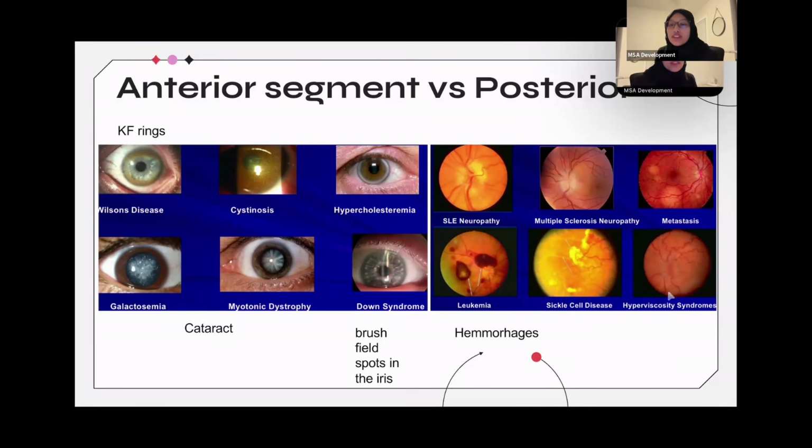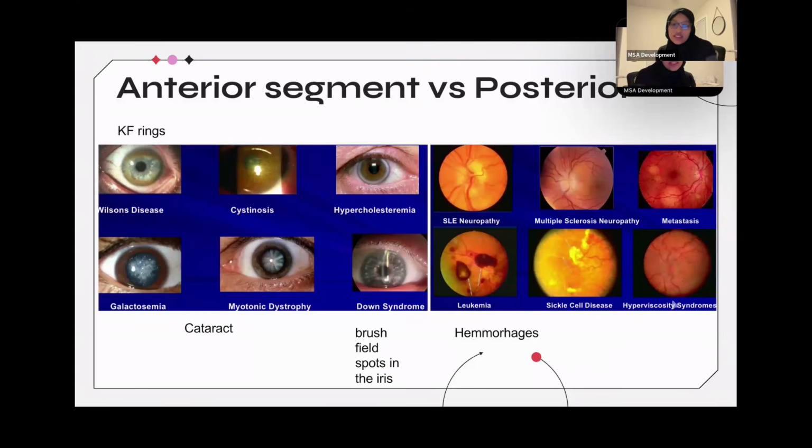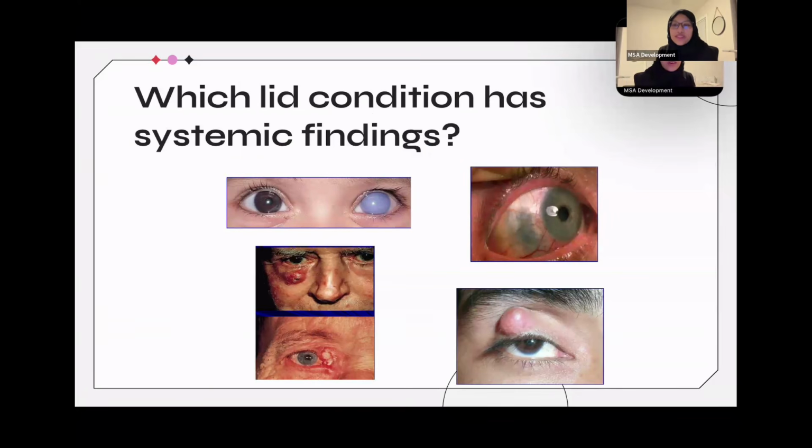And then hyperviscosity: if you see the veins or the arteries are very, very tortuous, that's hyperviscosity syndrome. Again, these are examples. I haven't seen them be brought up, but it's good to know them. So, which lid condition has systemic findings? Which of the following? I'll let you wait a bit and then I'll answer.